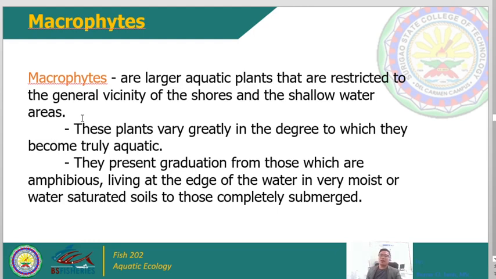And here we have the last one, which are the macrophytes. No, mga macrophytes meaning to say these are plants that are visible to your naked eye. Yung mga dagko ng mga plants na ni sila. These are larger aquatic plants that are restricted to the general vicinity of the shores and the shallow water areas. These are plants that greatly vary in the degree to which they become truly aquatic, no? Natay gitawag nga lahi-lahi nga klase sa mga plants. Natay gitawag nga submerged, floating, partially submerged, and so on and so forth.